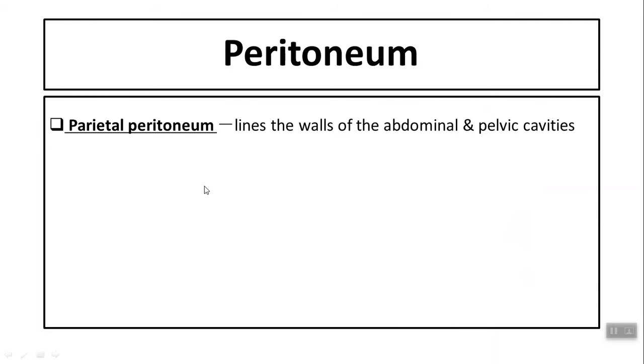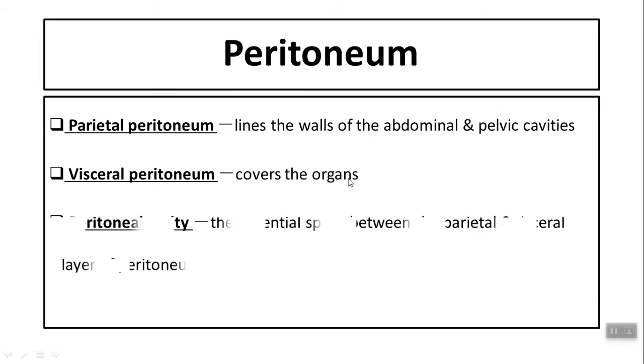Peritoneum can be divided into two parts. Parietal peritoneum that lines the walls of the abdominal and pelvic cavities. Visceral peritoneum, from its name, it covers the viscera or the organs. And the peritoneal cavity, it is a potential space that lies between the parietal and visceral layer of peritoneum. And this cavity contains a little amount of fluid which is called the peritoneal fluid.